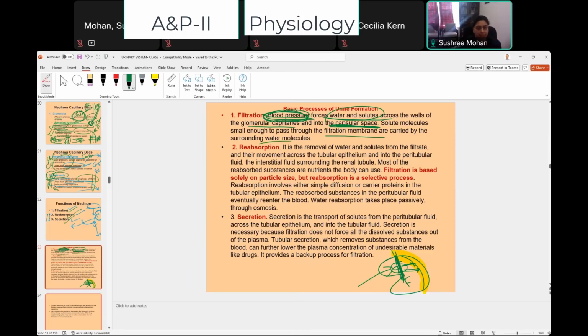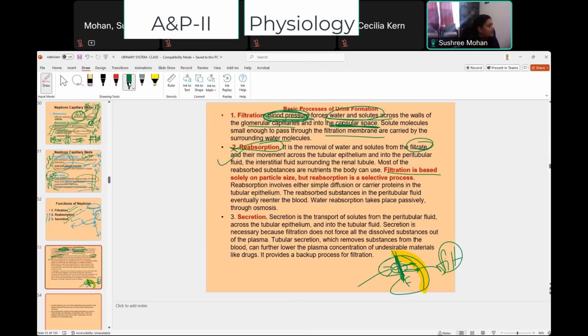So filtration is completed. Next step is reabsorption. It is the removal of water and solutes from the filtrate. So now we are going to call it filtrate. What came out is the filtrate, but it still contains some good substances, which we are going to reclaim and put back into the system through the process called reabsorption.